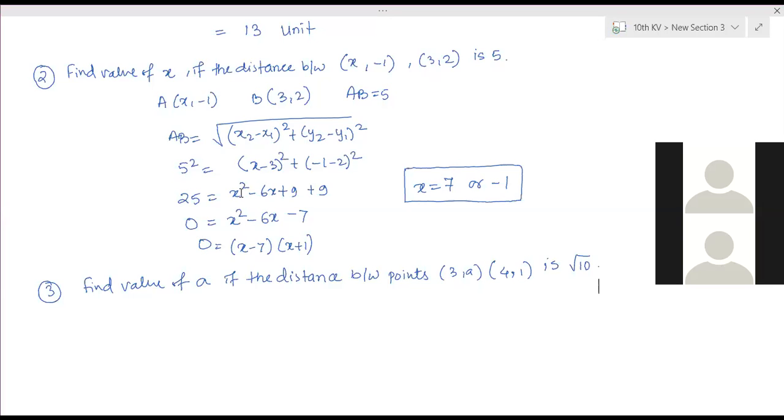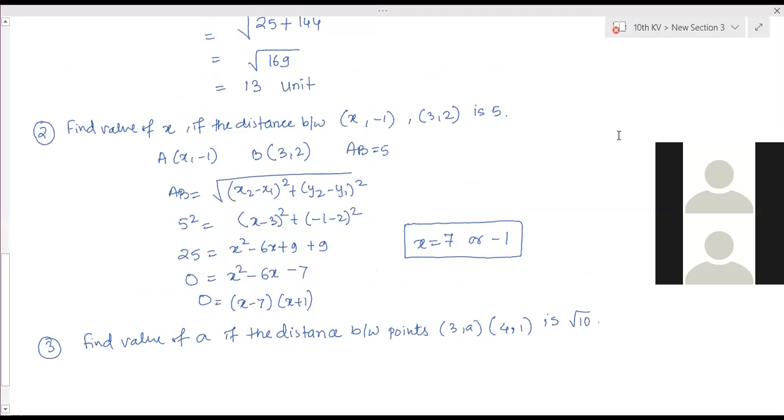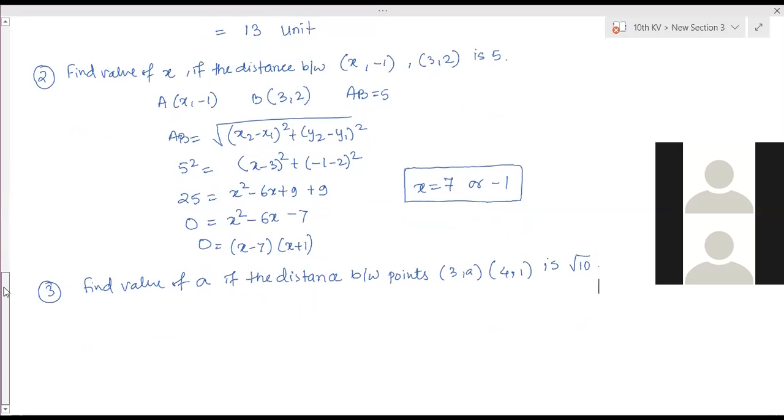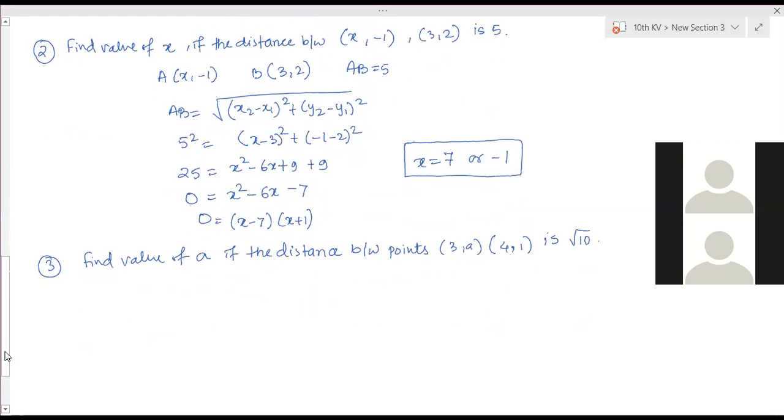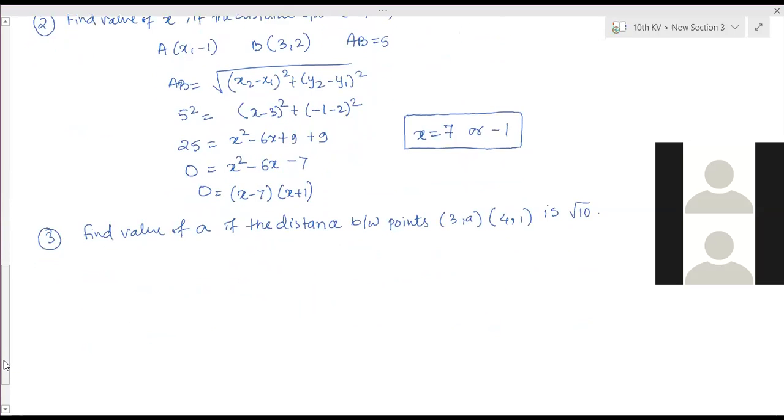This chapter, you have to keep R.D. Sharma with you. Get the R.D. Sharma book. I'll leave it. I will have to copy down the questions. Next question.